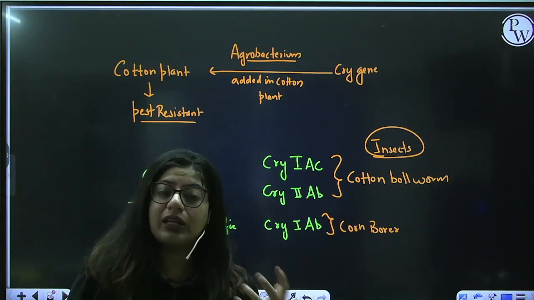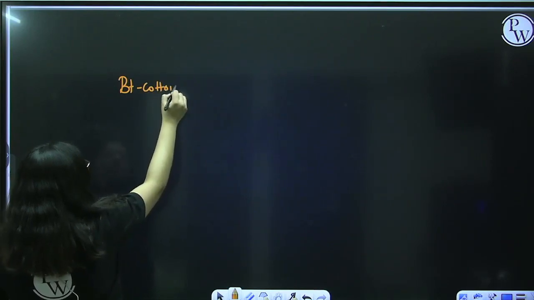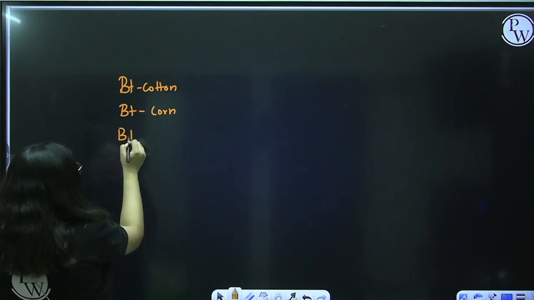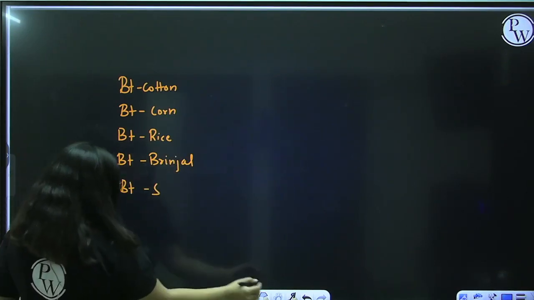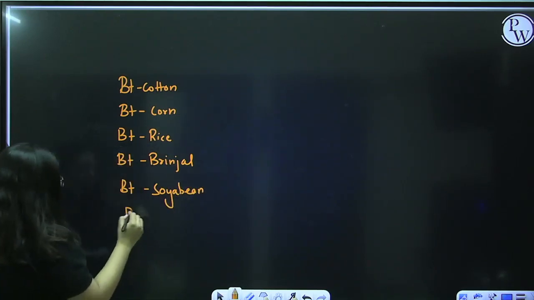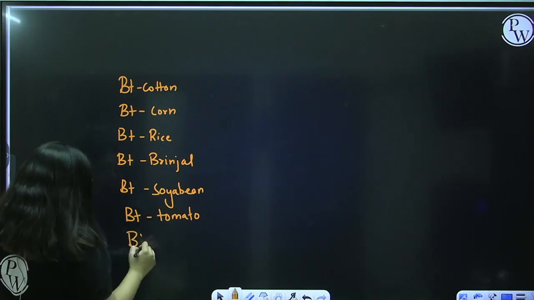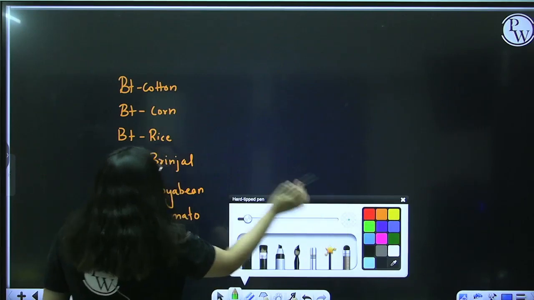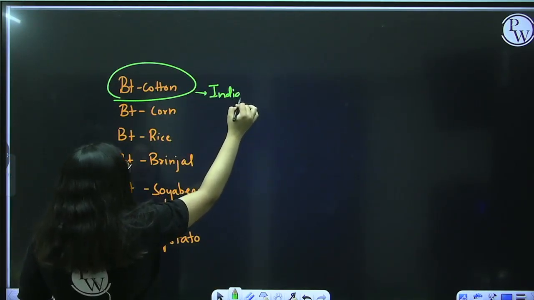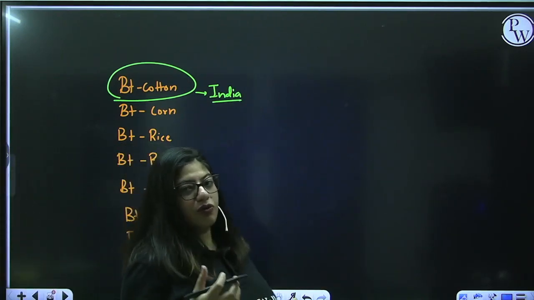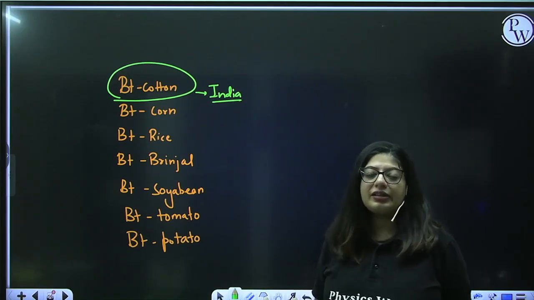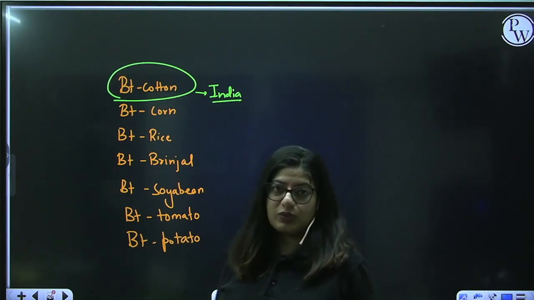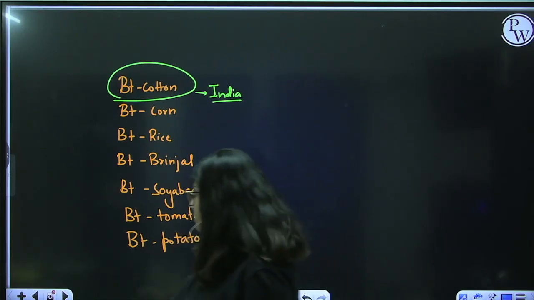Now here comes the question, ma'am, is there any BT corn also? Yes. So there are various types of BT plants that have been made apart from cotton. We have BT cotton, BT corn, BT rice, BT brinjal, BT tomato, BT soya bean, and in fact we have BT potato as well. All these plants have been made, but in India we only use BT cotton because all these others are edible, and in India we do not want anything that is against nature to come into our food chain. So that's why it is not introduced in India. In India we only have BT cotton that is used at a larger scale, and hence it has increased your cotton production as well. And this is how we have produced the BT plants. Let me just explain you one more time.